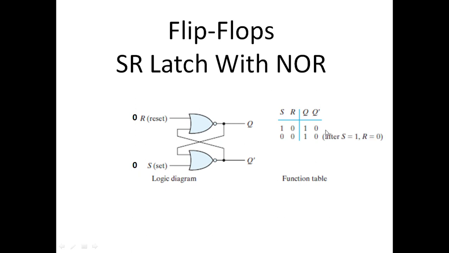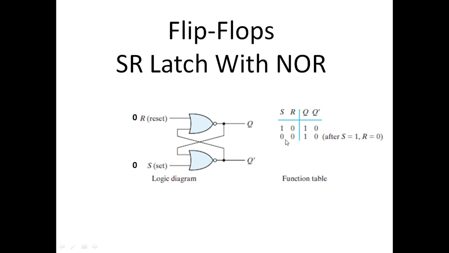Now if we give 0, 0 at the input, the state will remain as it is. When we provided 1, 0, we got 1, 0 at the output. Now this 1, 0 becomes the current state of the flip-flop. Now when 0, 0 is provided, after the flip-flop or the latch has this state, the state remains the same. After S is equal to 1, R is equal to 0, and 0, 0 is provided, the current state or the previous output will not change, 1, 0.